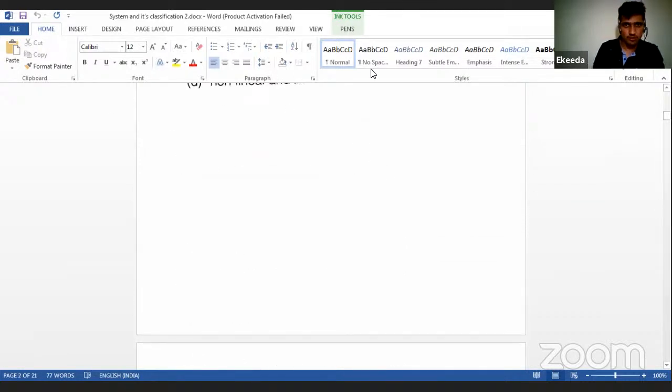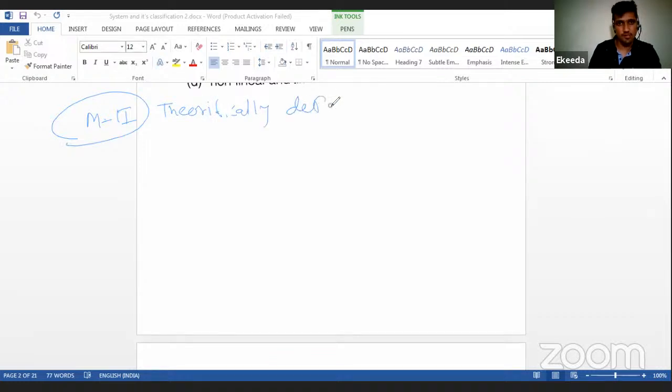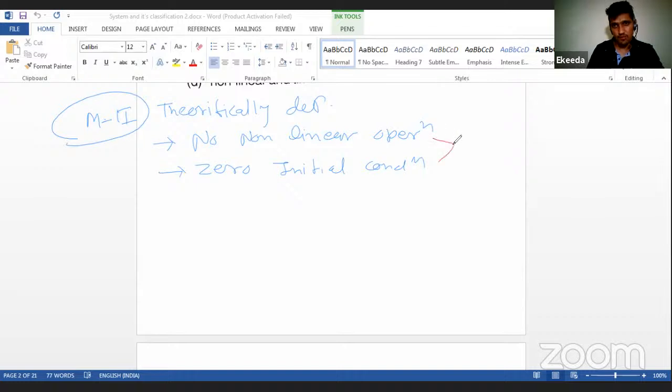Let me solve it here. Method 2 means what I have written theoretically, that theoretical definition: no nonlinear operation, and the other was initial conditions zero. So this will be linear. From these two you can say linear.